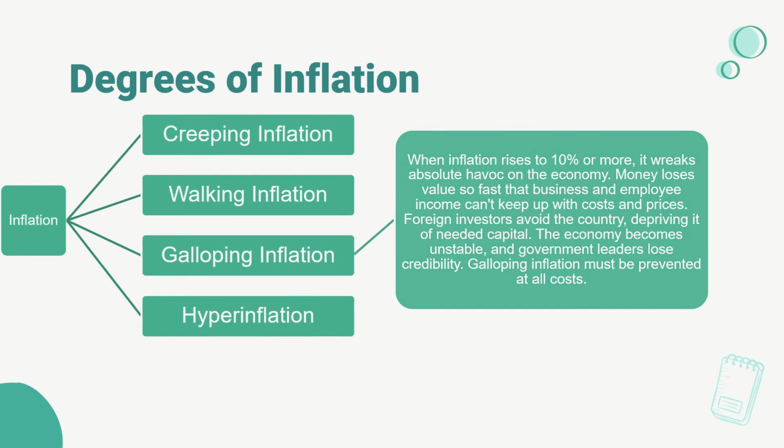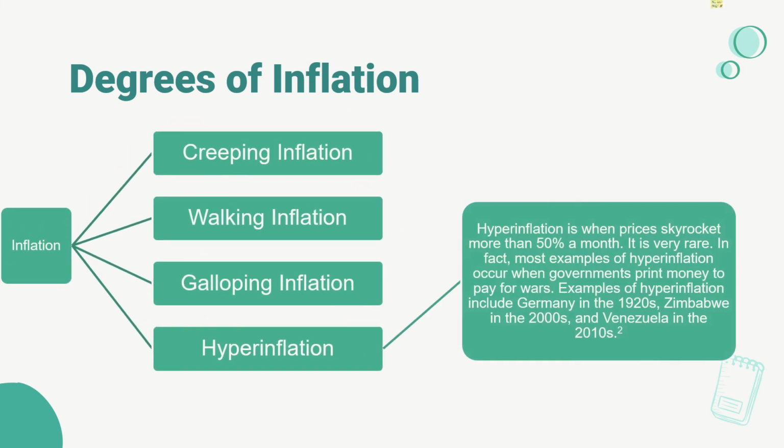All right. The next kind of inflation is hyperinflation. It's more destructive than galloping inflation. Hyperinflation is when prices skyrocket more than 50% a month. So the time period has shortened from 1 year to 1 month, and the rate has increased to 50 or more. It's a rare case that happens in an economy.